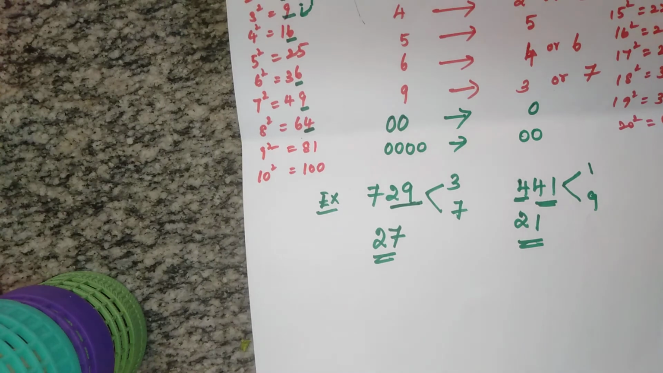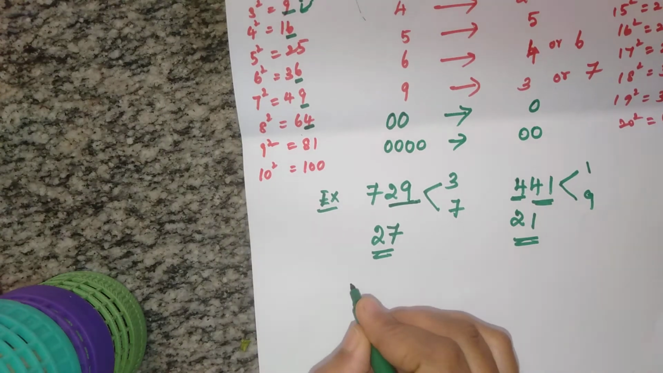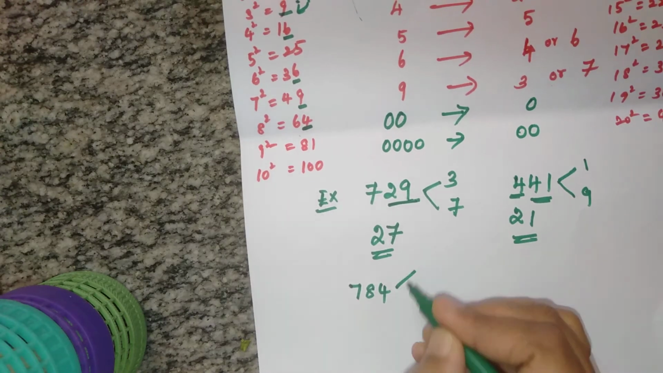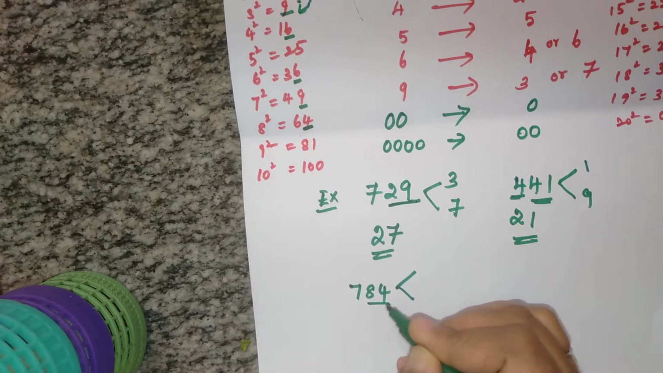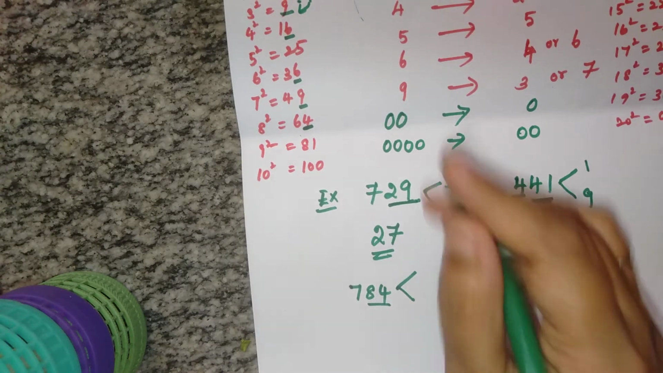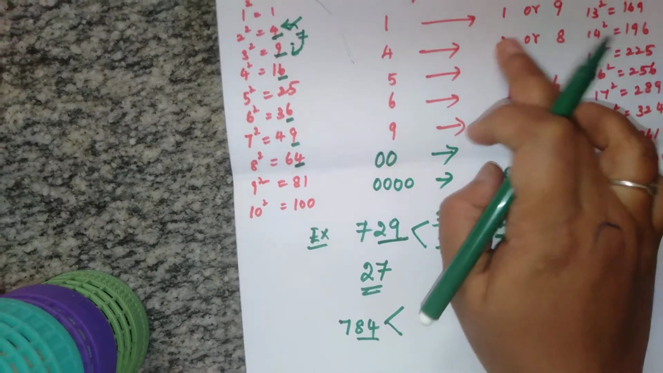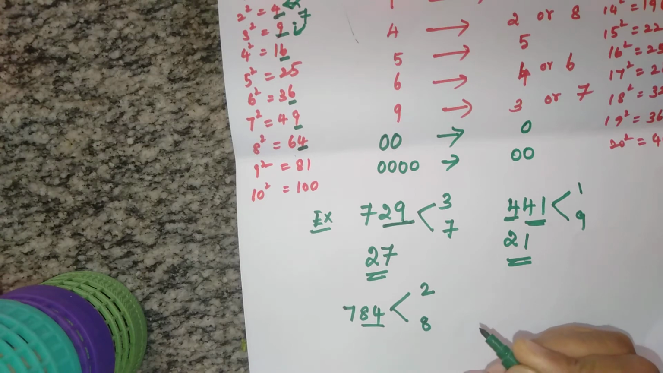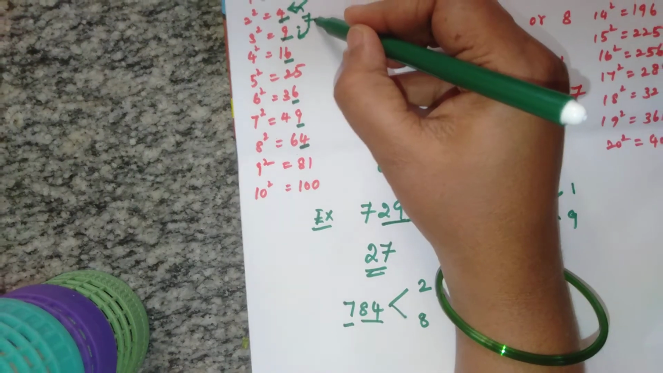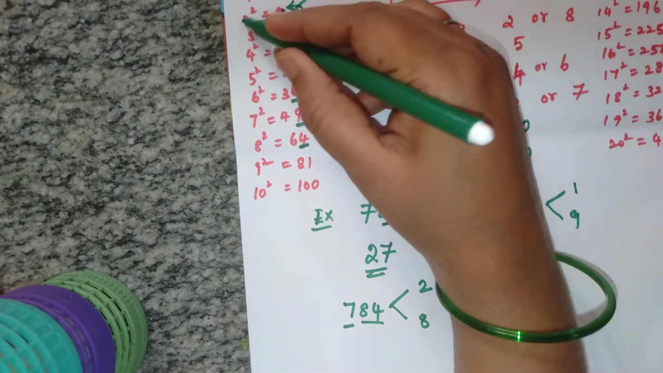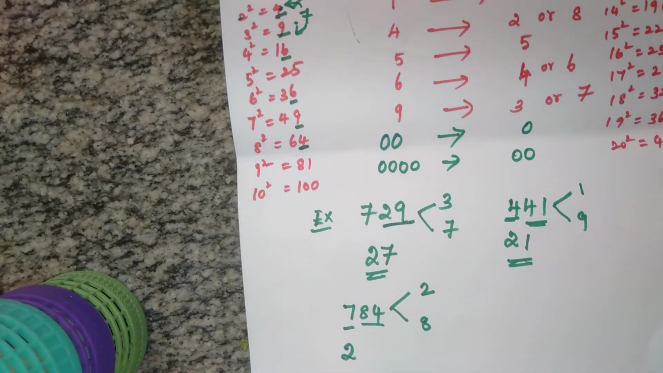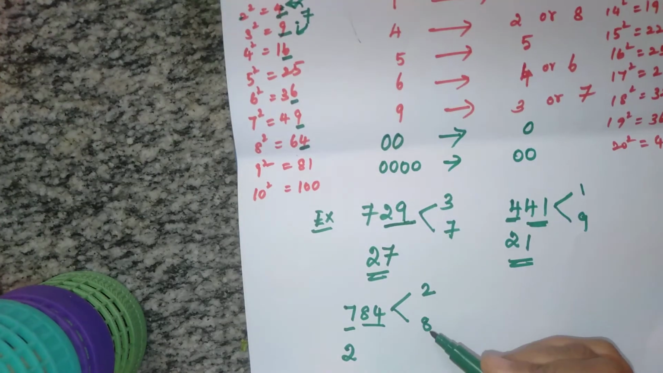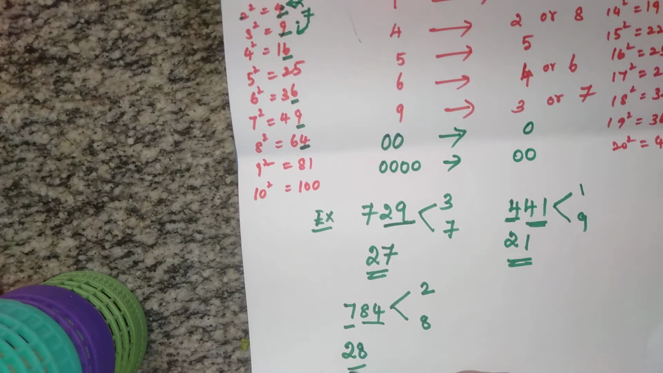Is it clear? Next I'll take another example, 784. Now 4 means what are the possibilities? 2 and 8. Is it clear? Next see the 7. The same concept. 7 lies near 4, a perfect square, which is the square of 2. Which is near, the upper value or the lower value? 7 is nearer the lower value. In this, which is the lower value? 8. So you have to write 28.